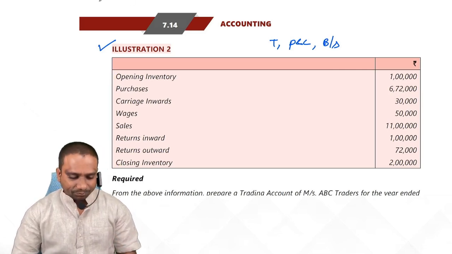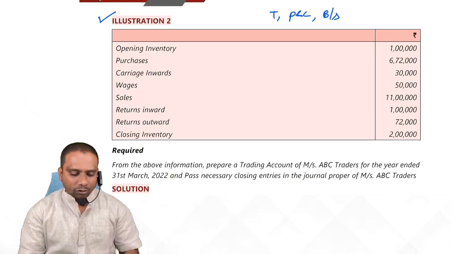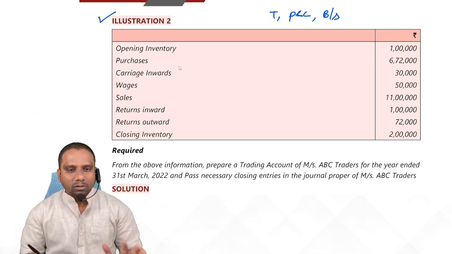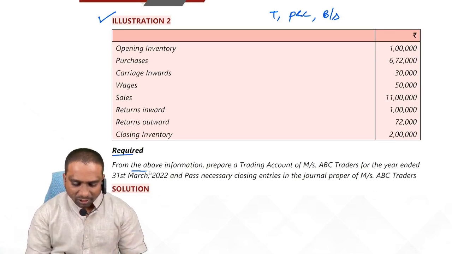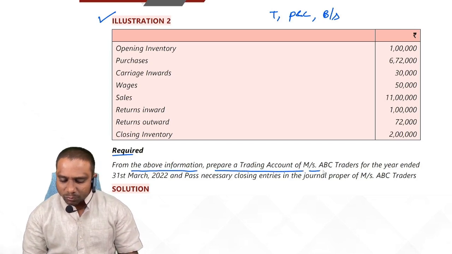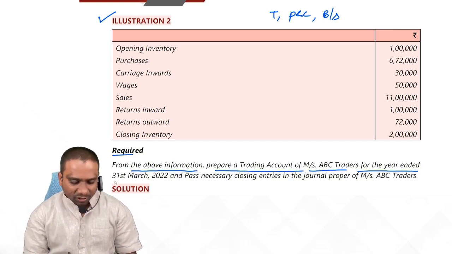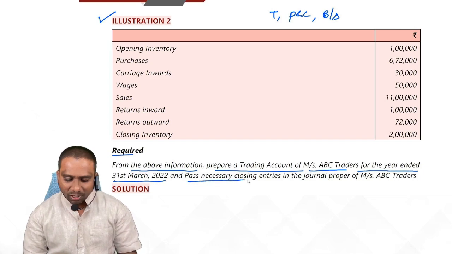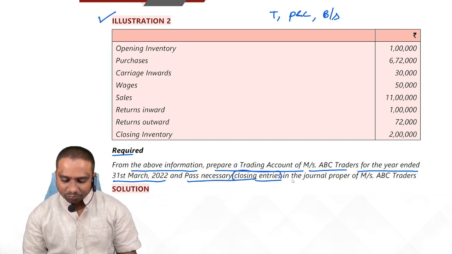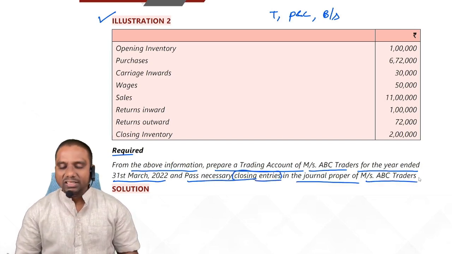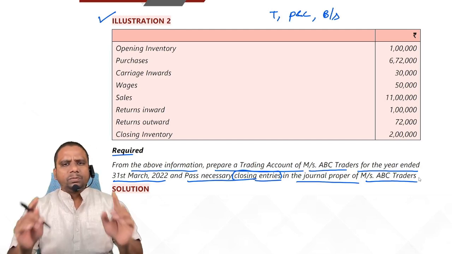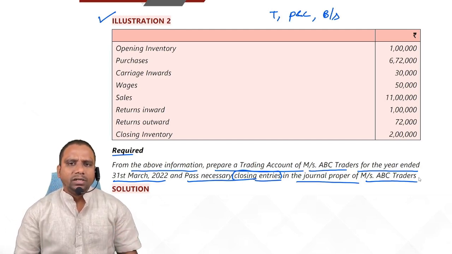Now look at the first one by one. Here they are giving information, opening inventory. Now look at the requirement first. Required: from the above information, prepare a trading account of Messrs. ABC Traders for the year ended 31st March 2022 and pass necessary closing entries in the journal proper of Messrs. ABC Traders. First, we prepare the account, students. After that, you can prepare closing entries.